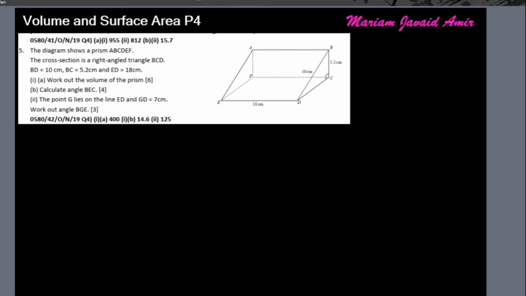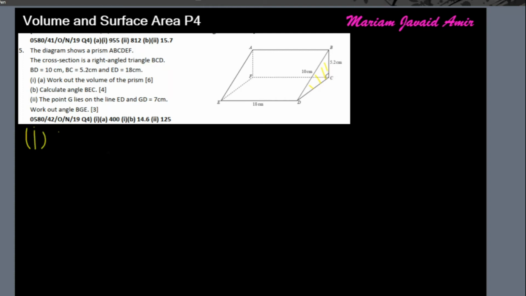The diagram shows a prism ABCDEF. The cross section is a right angle triangle ABCD, which will serve as the base of this shape. We have certain dimensions: 10, 5.2 and 18. Work out the volume of the prism.